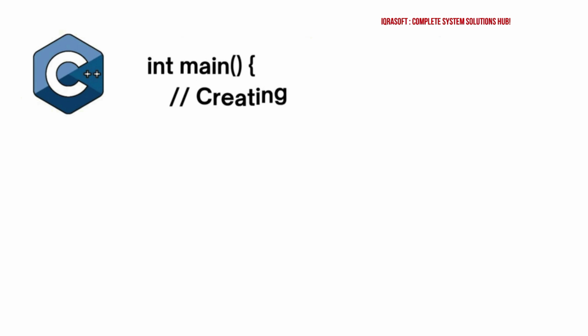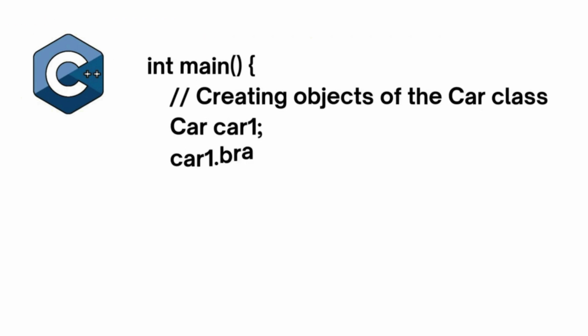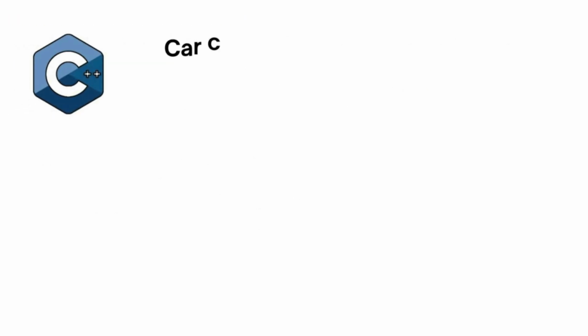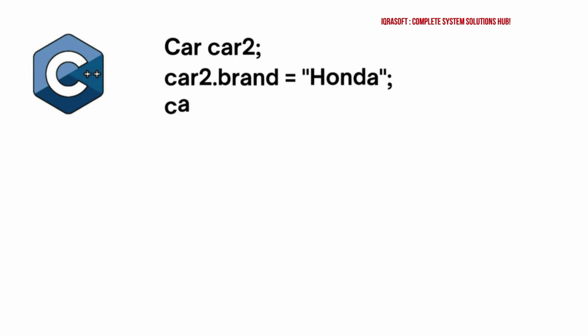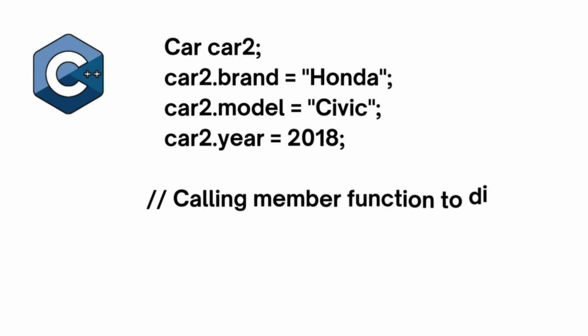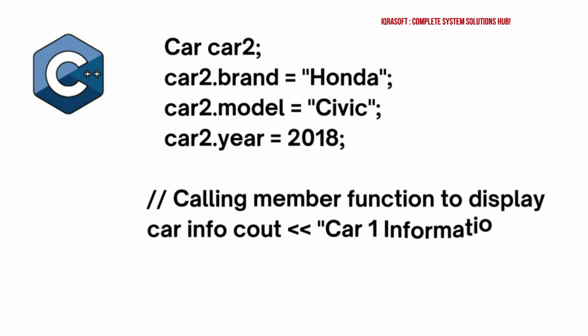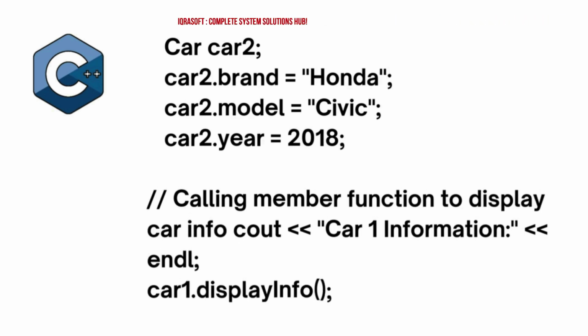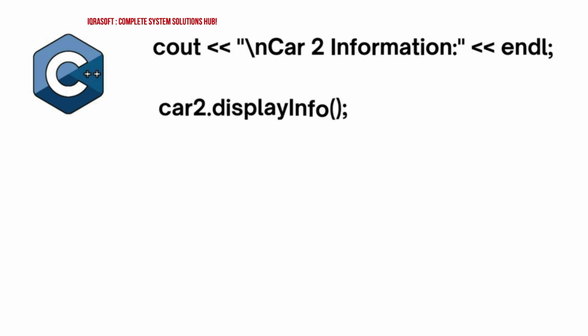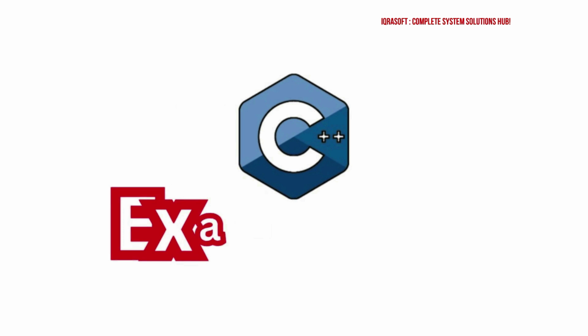int main, creating objects of the Car class. car1.brand = Toyota, car1.model = Camry, car1.year = 2020. car2.brand = Honda, car2.model = Civic, car2.year = 2018. Calling member function to display car info: cout << car1 information << endl, car1.displayInfo. cout << car2 information << endl, car2.displayInfo, return 0.